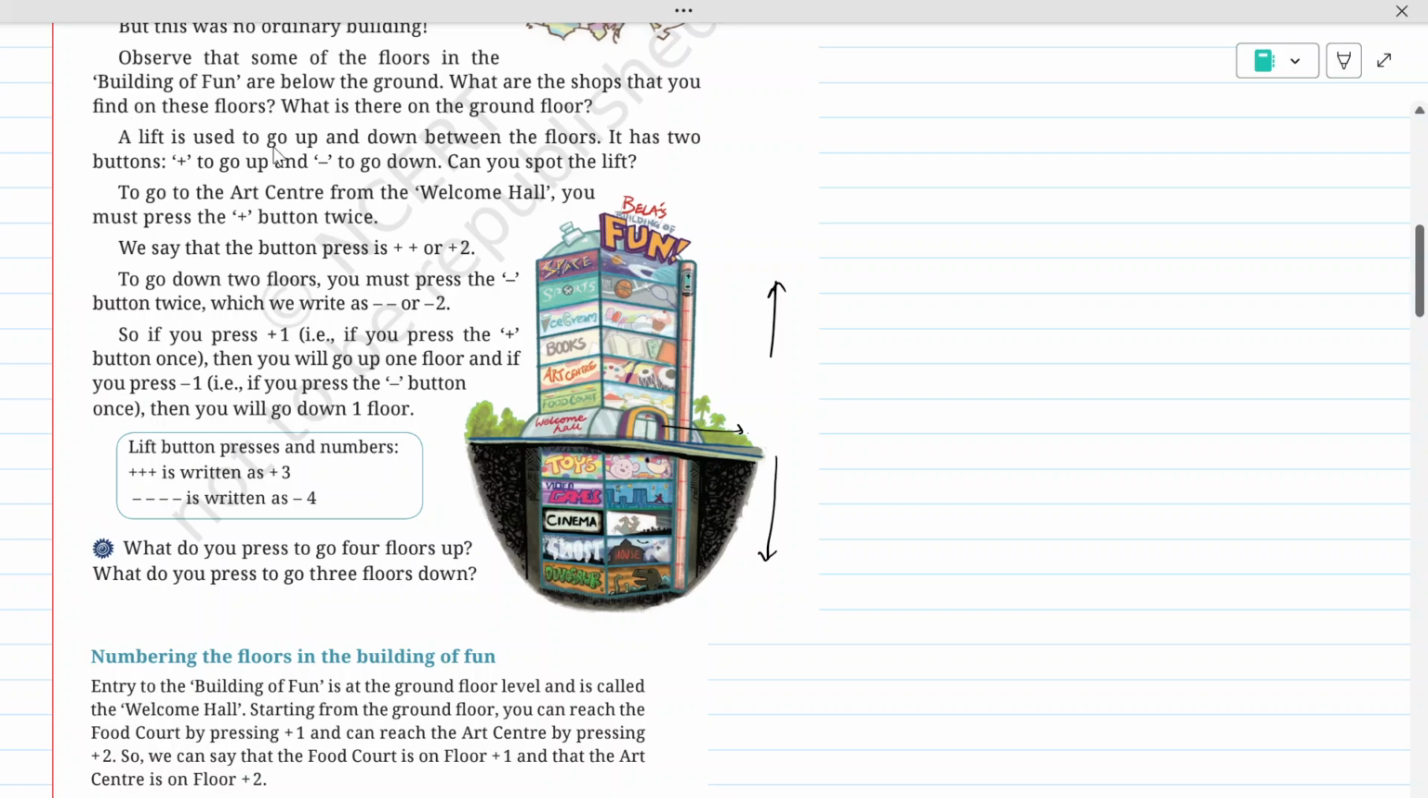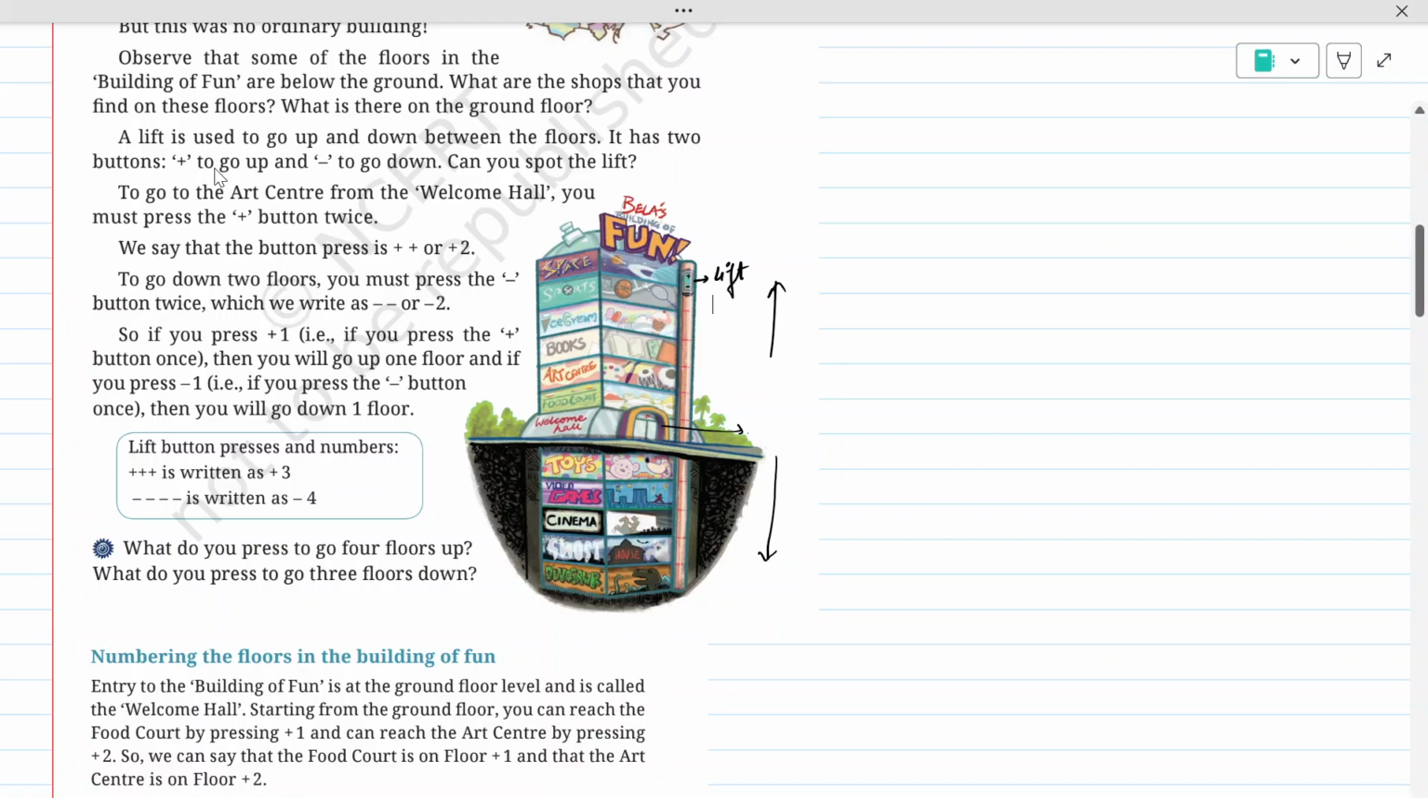Now a lift is used to go up and down between the floors. So a lift is installed here which takes the people up and down. Okay, can you spot the lift? So where is the lift? This is the lift.